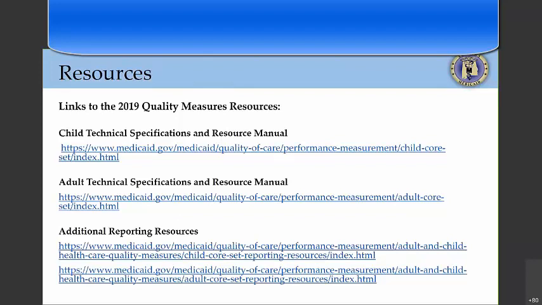This last slide provides links to publicly available resources that give information on the specifications and other resources for our quality measures. Before we open the webinar for questions, I would turn it over to Jerry Jackson, who will provide an update on our BMI reporting.